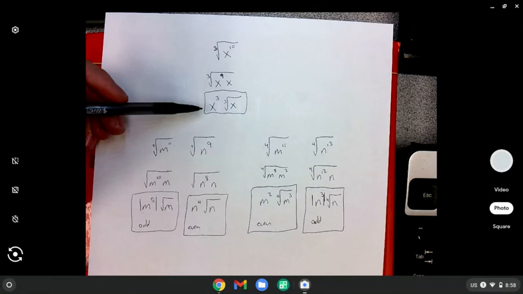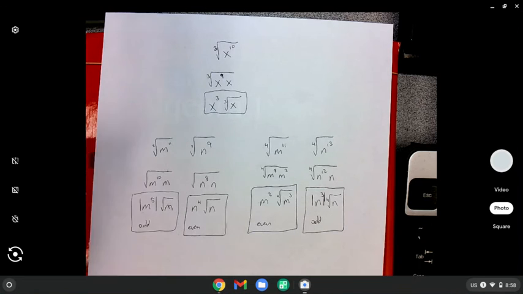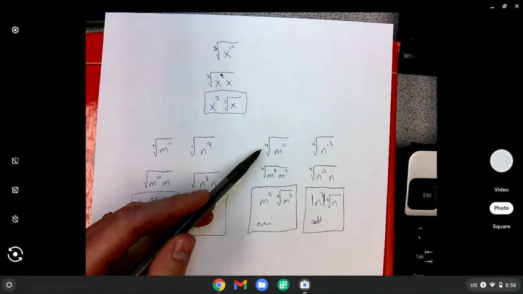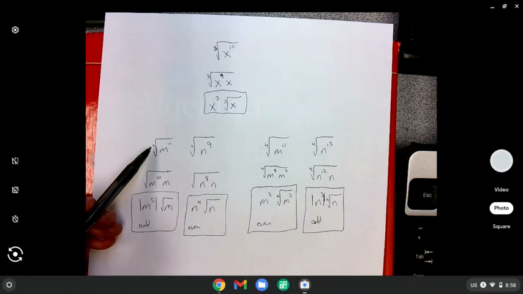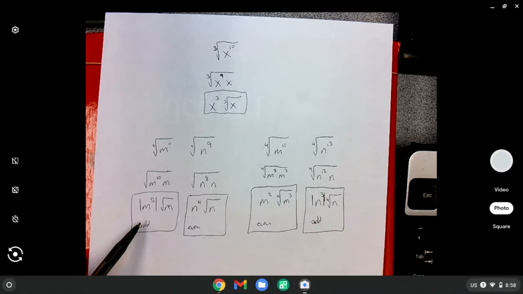Odd radical, no issue. Leave it alone, no problem. Even radical, 2 or 4 or 6 or 8, do the simplifying. And in the end, whatever you get, if it's an odd exponent on the outside here, put the absolute value bars. If it's an even exponent on the outside, then you leave it alone.